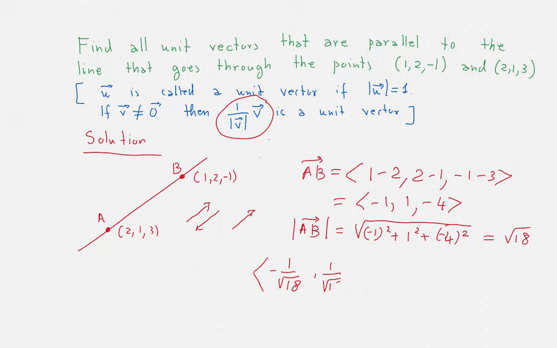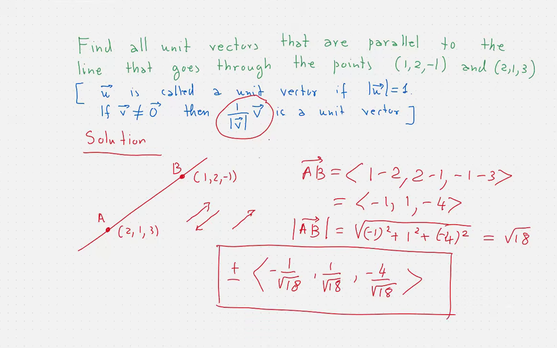and then you have to take its opposite. So the final answer is that these are precisely the 2 unit vectors that are parallel to the line, and they're parallel to the line because they're parallel to a non-zero vector that is inside the line, and they're also unit. They're unit because we normalize the original vector. And that's all.